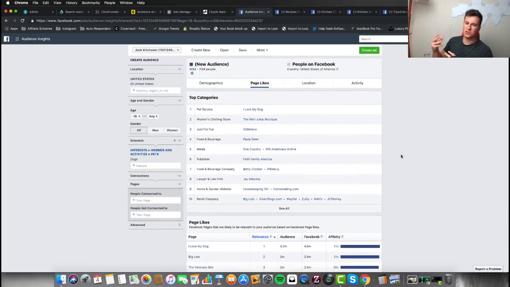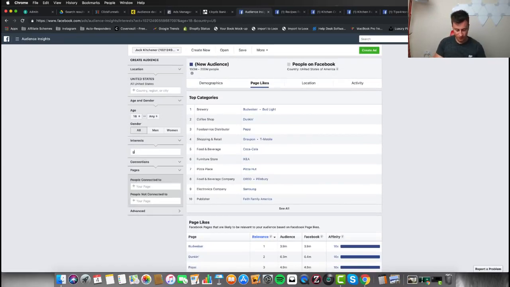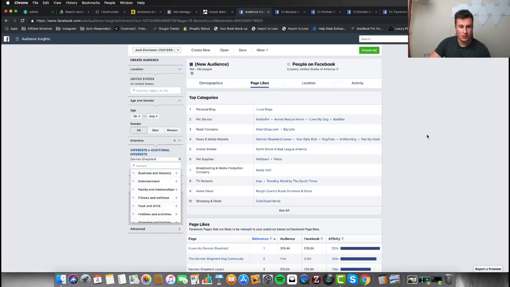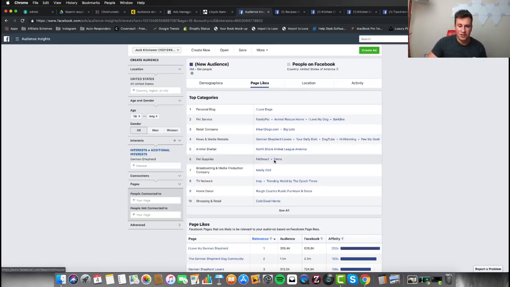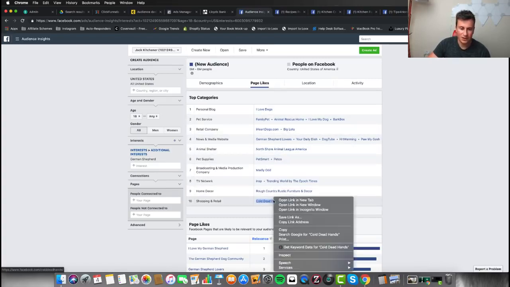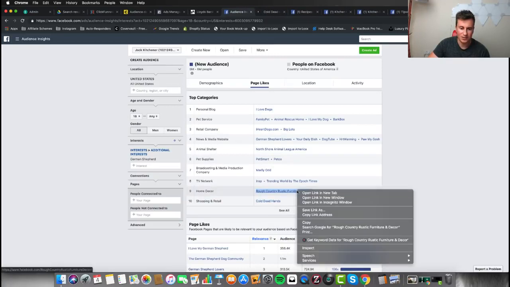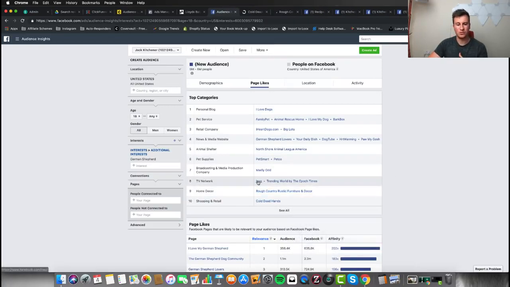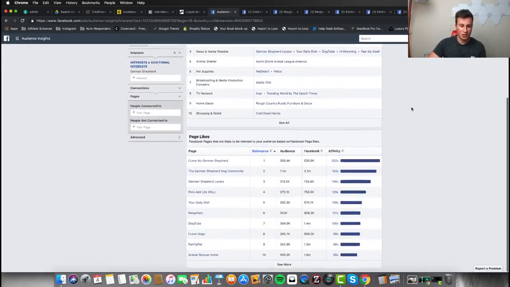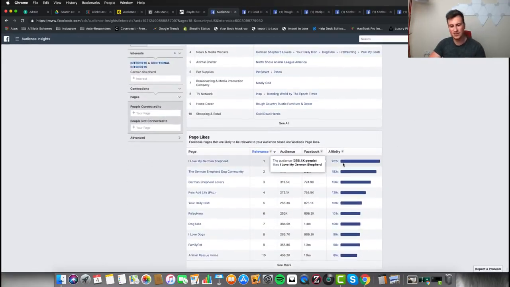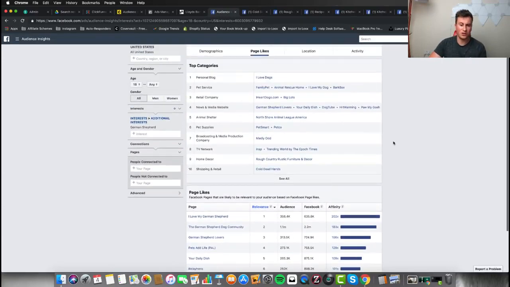Whereas if we go for a sub niche within dogs, let's just go for a certain breed, for example German Shepherd. Have a look at these top categories now. We can see Animal, PetSmart, Petco. I don't think every single one of these is related, but the majority of them are related to dogs. So we could even delve a bit deeper into that. You can see the affinity scores are pretty high too, which is a good sign.